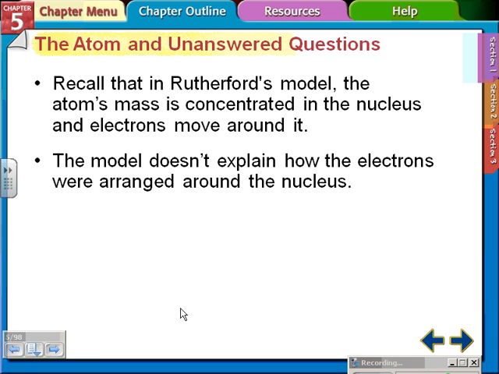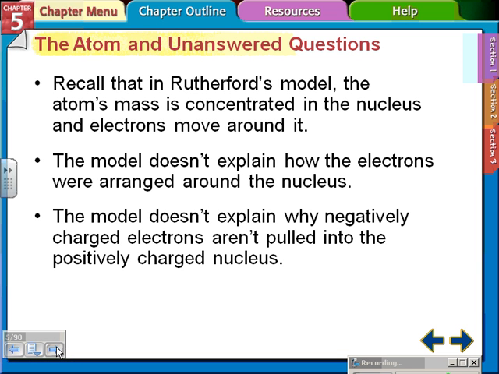Also, this model doesn't explain how the electrons were arranged around the nucleus. So we talked about the electrons, we talked about the fact that they're arranged around the nucleus, but we did not talk about the fact that the electrons occupy certain orbitals around the nucleus and there's a specified area where they reside.